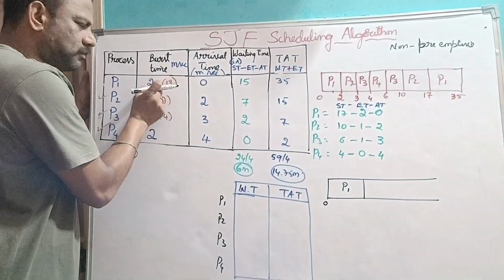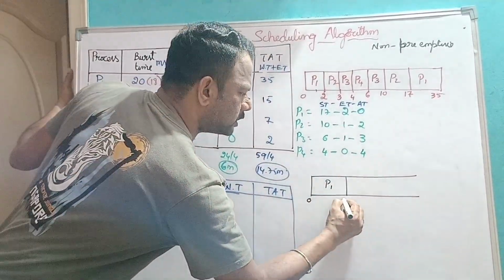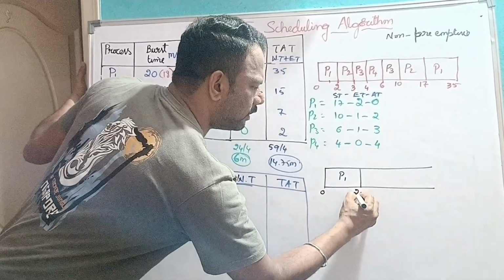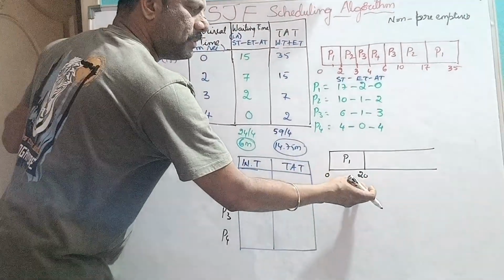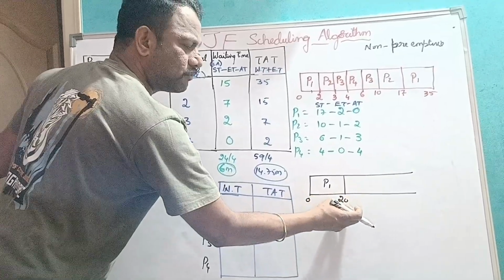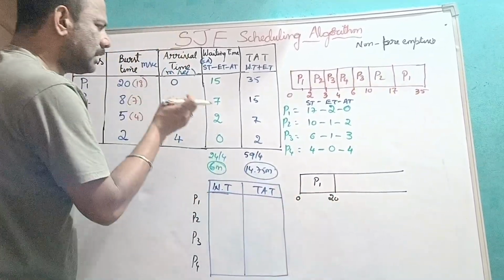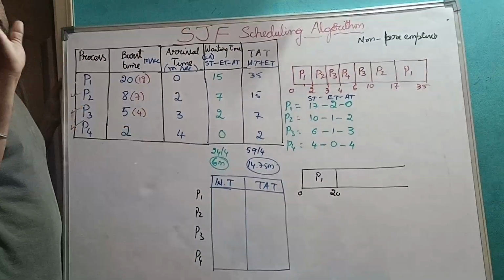P1 requires 20 milliseconds. So 0 plus 20, it ends at 20 milliseconds. No option. By the time P1 completes at 20 milliseconds, the remaining 3 processes have arrived.